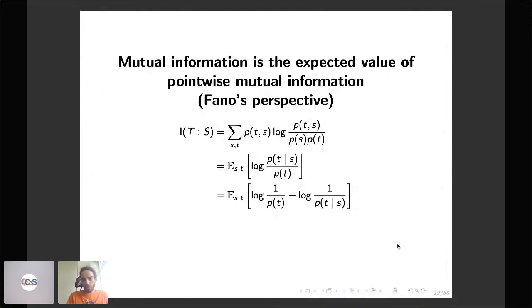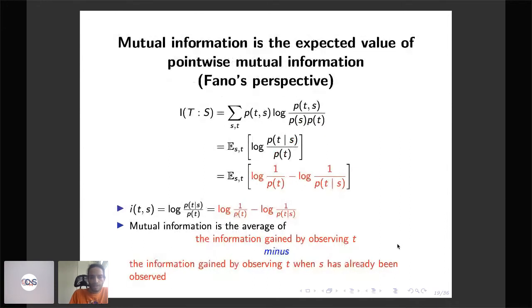So let's start with mutual information and go to the pointwise level, the level of realizations. Mutual information is just the expected value of pointwise mutual information. This is Fano's perspective on mutual information. As we see here, the mutual information is the average of the information gain from observing T minus the information gain from observing T when S has already been observed.